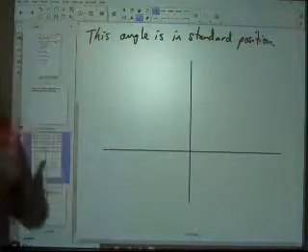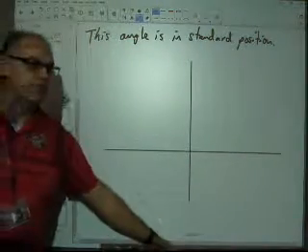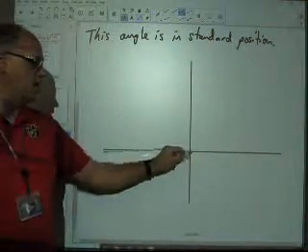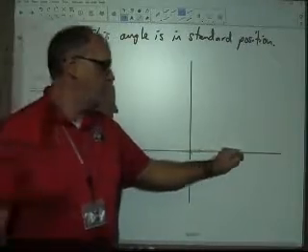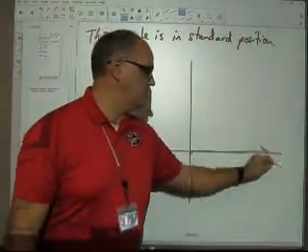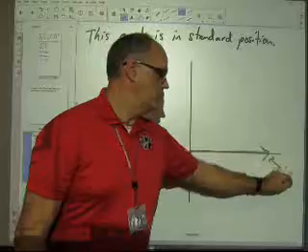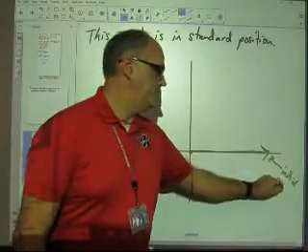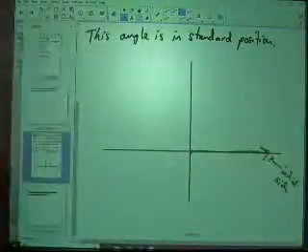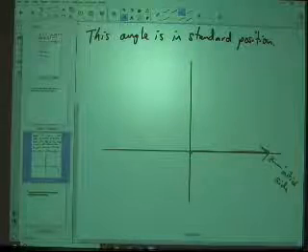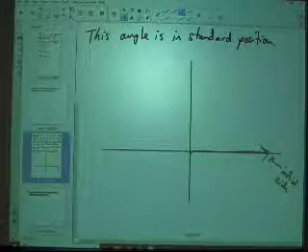So it mentions two different rays. And it says that the vertex is on the origin. So I'm going to start my ray here. And if I go along the positive x-axis, this is the initial side. So every time we do this, we're going to have one side of our angle be right there along the positive x-axis.